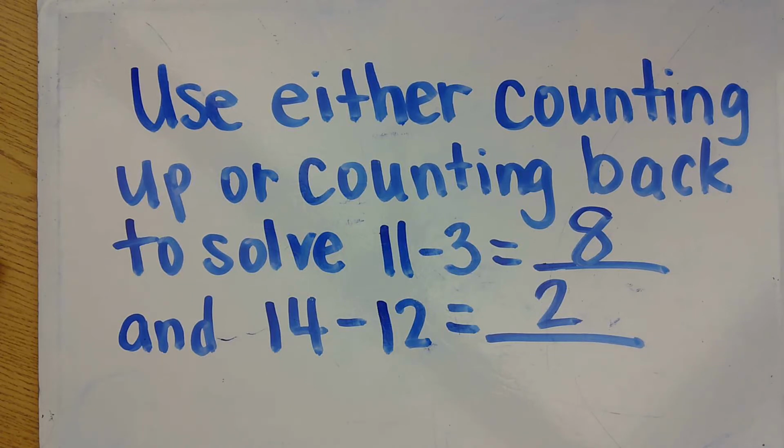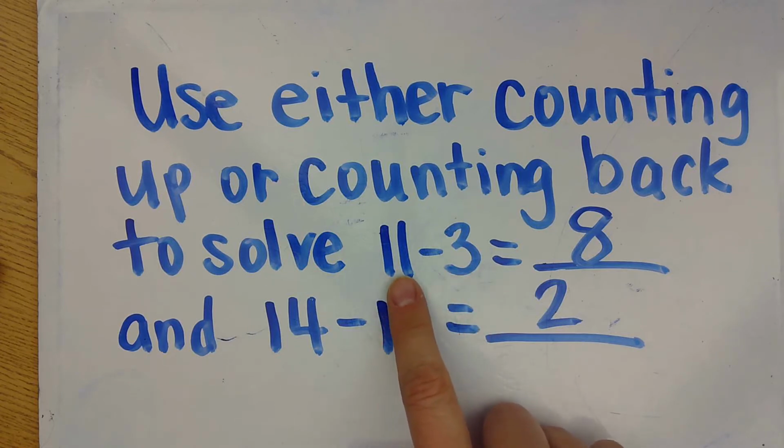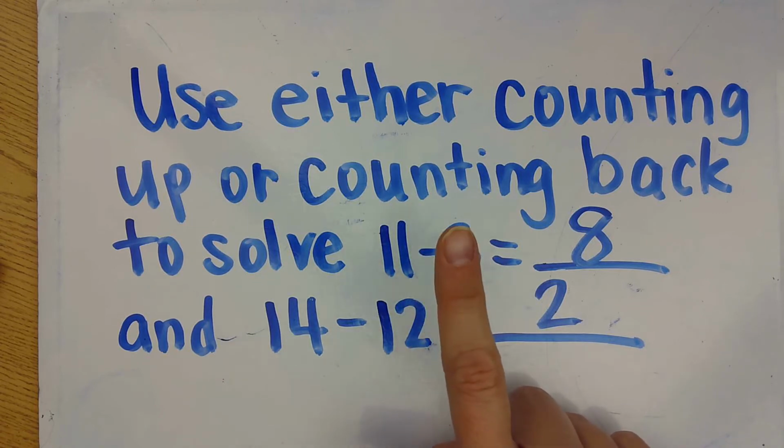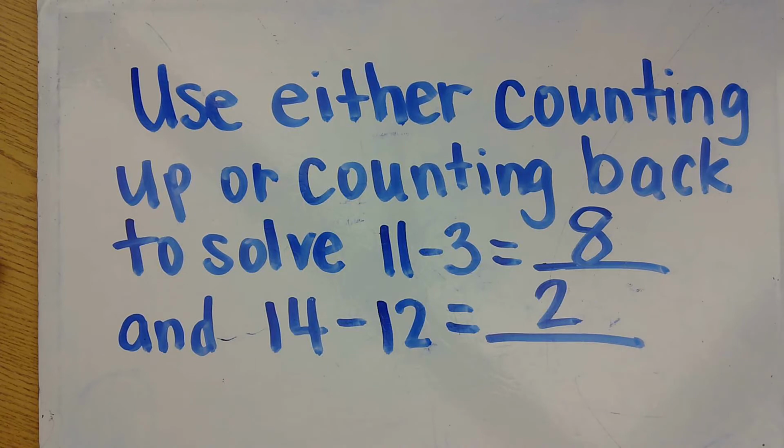Well, when the number you're subtracting is small, count back. I would consider 3 to be a small number. So for 11 minus 3, I would probably count back. I would go 11, 10, 9, 8. And 8 is my answer.